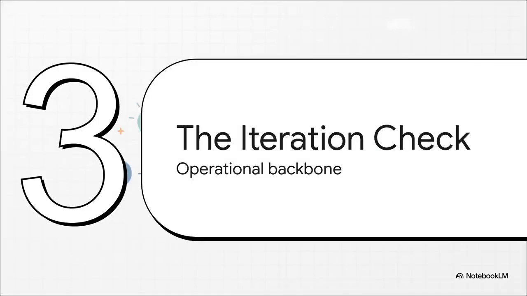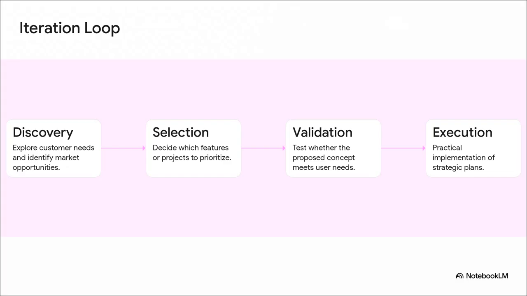Which brings us to part 3, the iteration reality check. Because at the end of the day, raw ideas have to survive contact with the actual user. That is the operational backbone of product identification. And the engine of that reality check is a continuous loop. First, discovery, exploring customer needs. Second, selection, prioritizing those features. Third, validation, testing your prototypes before you spend a fortune on development.